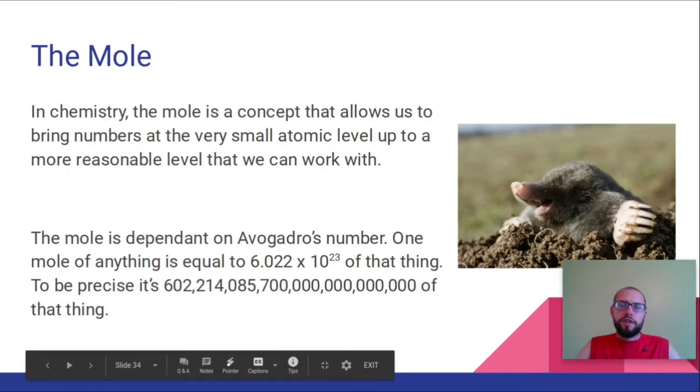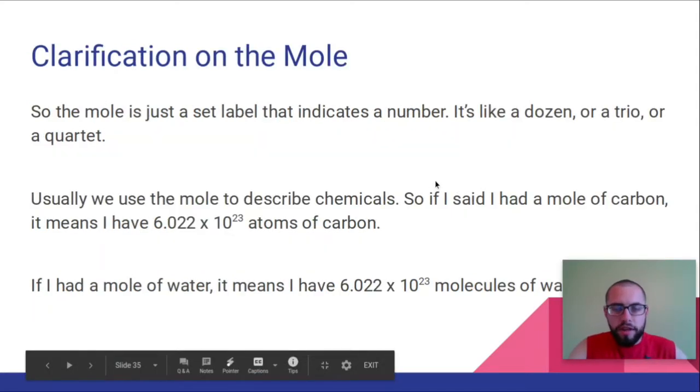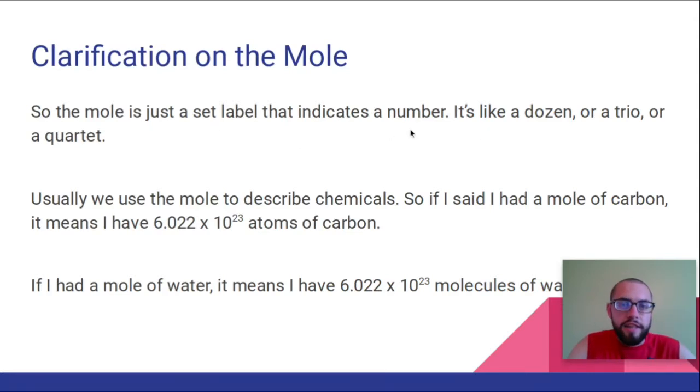Usually we use Avogadro's number to count particles. So 6.022 times 10 to the 23rd atoms, or maybe molecules. But they're very, very small particles that we're counting, which is why we can have such huge numbers of them and it still be reasonable. So if we keep looking here, it's basically just a number, just like a dozen means 12 or a trio means 3. A mole is just a number, and it means Avogadro's number, 6.022 times 10 to the 23rd power.